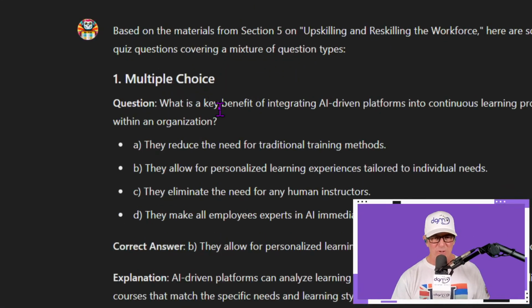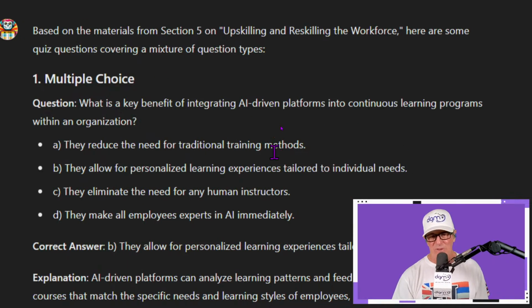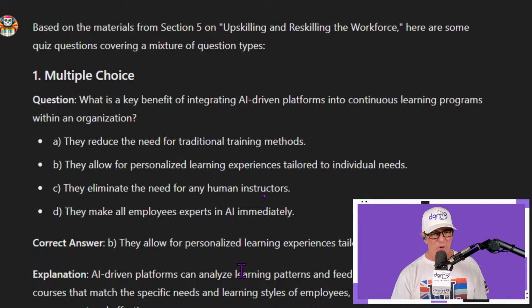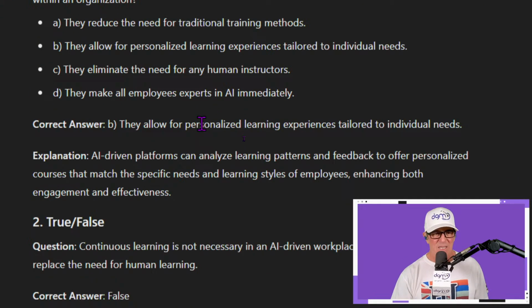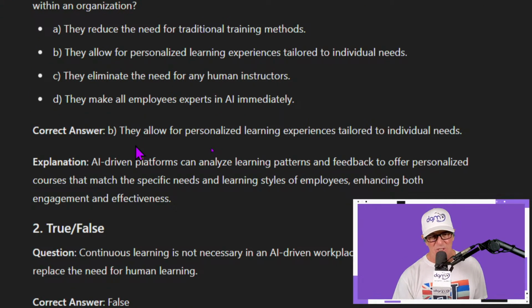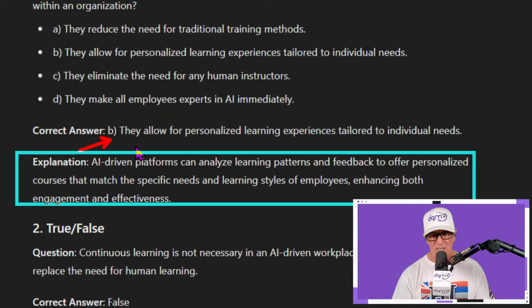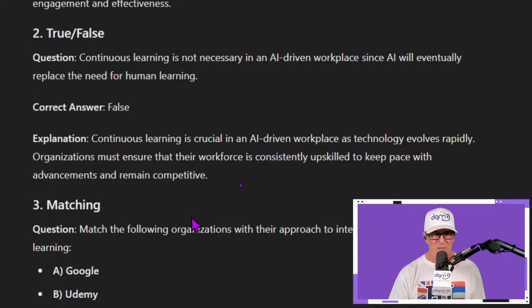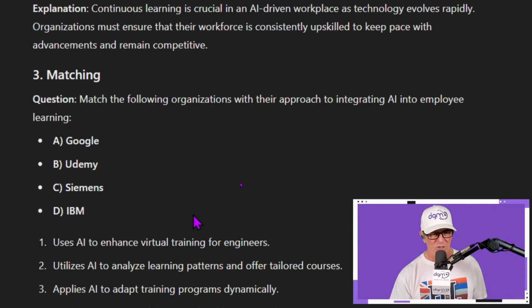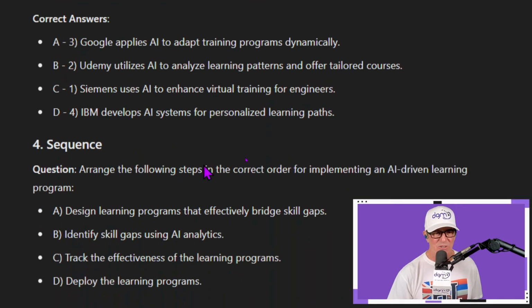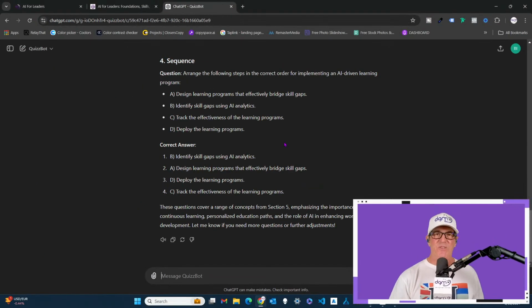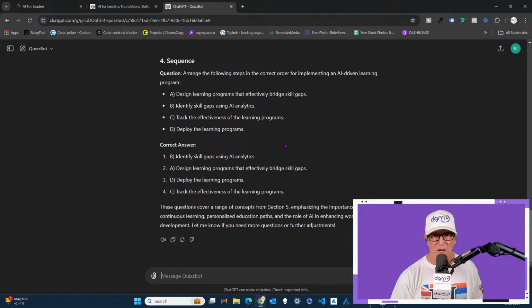Let's get a little bit closer. Multiple choice. What is a key benefit of integrating AI-driven platforms into continuous learning programs within an organization? There are the questions, your options. There is the correct answer, and there's an explanation. Then we move on. We've got true and false, where the correct answer is false. We've got matching type questions, and we've got sequence questions. These are the types of questions that I've asked the Quizbot to prepare for me.